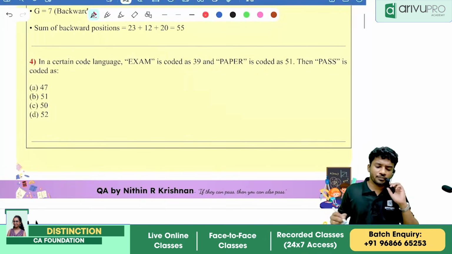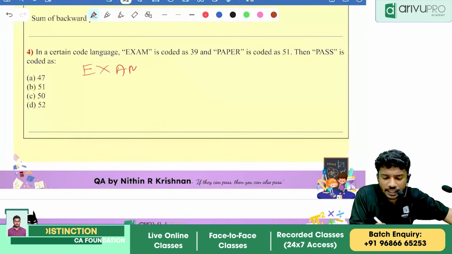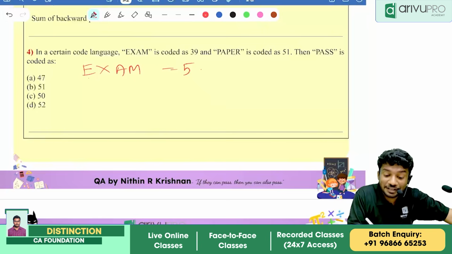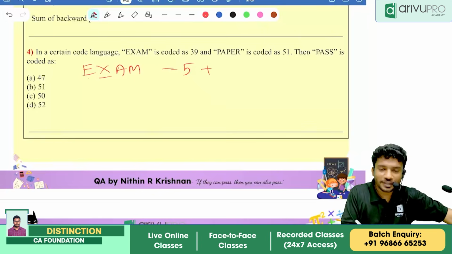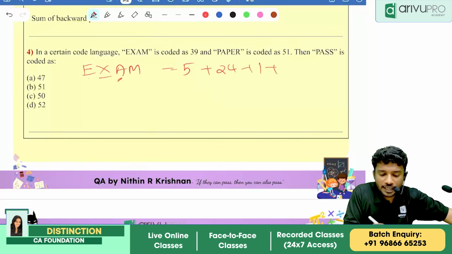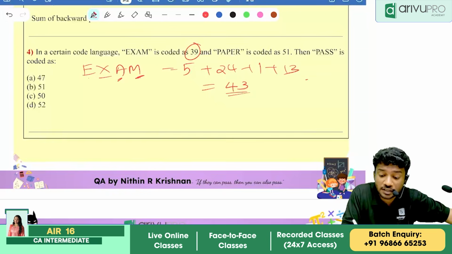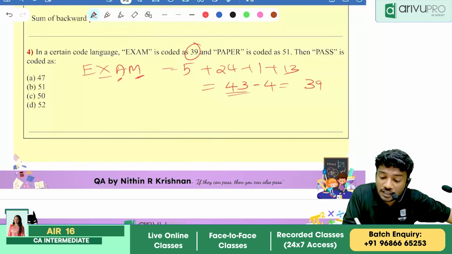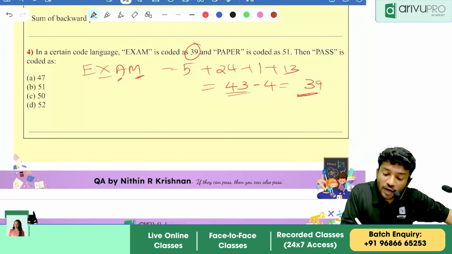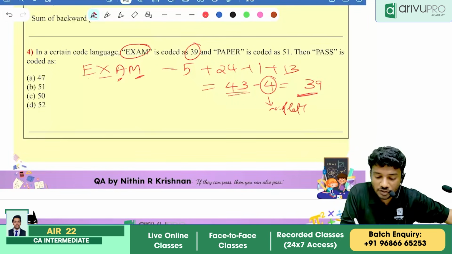Have a look at this question. The code for exam is 39. EXAM. E is 5. X is how much? XYZ. 24. Plus A is what? 1. M is what? 13. Total how much? 43. But the code is given as 39. So 43 minus 4 is happening to be what? 39. Where this 4 came from? The number of letters.